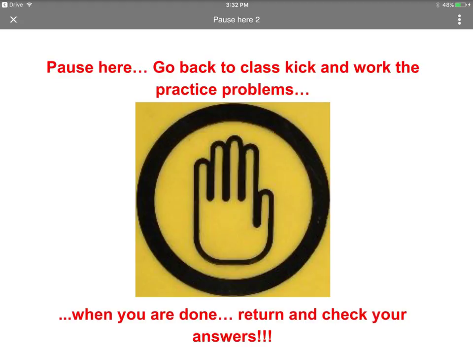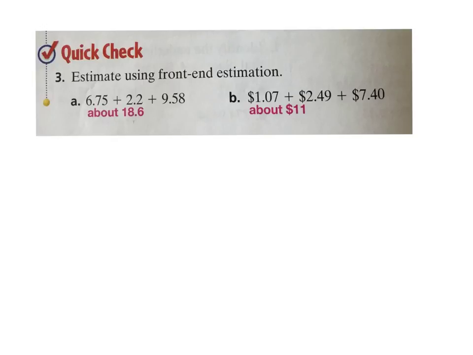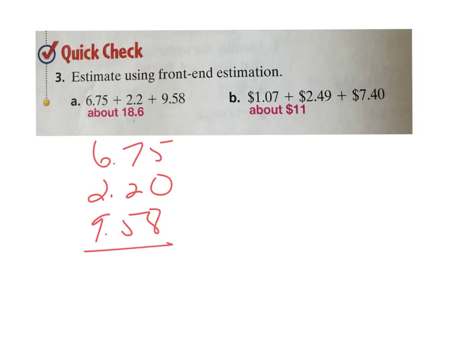So again, pause, head on into Class Kick. I've got a couple for you. Here we are back with some front-end estimation. So again, you got to write them out, right? So you've got 6.75, 2.20, 9.58. So front-end estimation says add the front ends, right? 6 plus 2 is 8, plus 9 is 17.